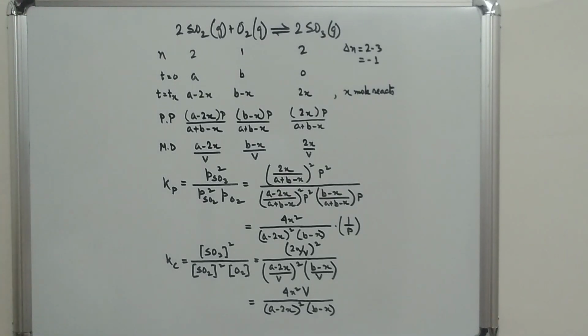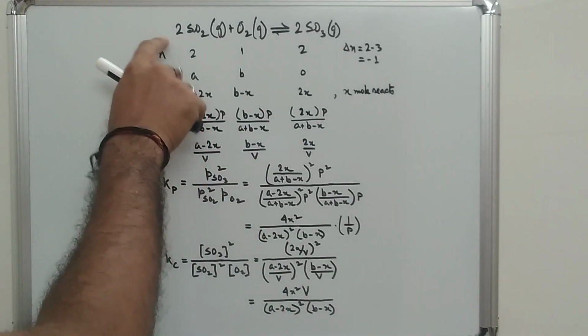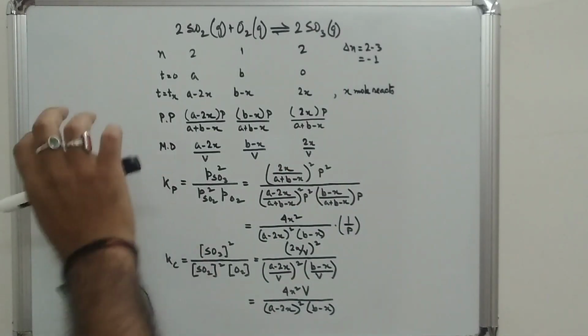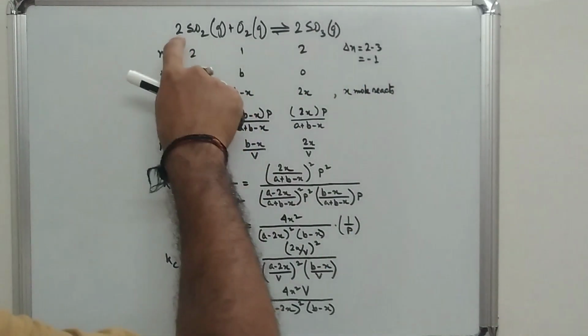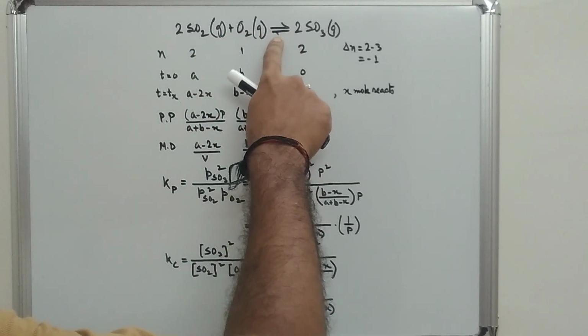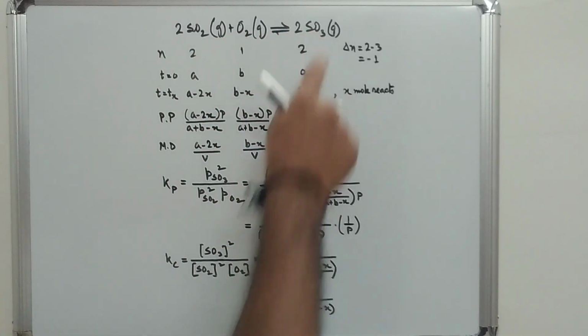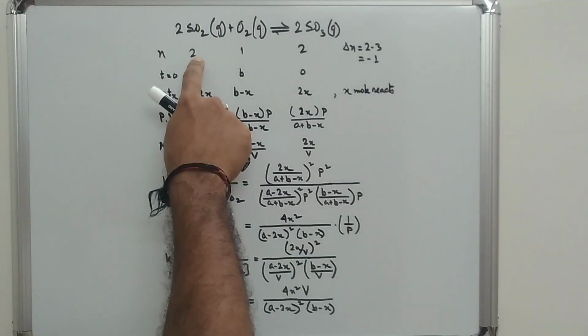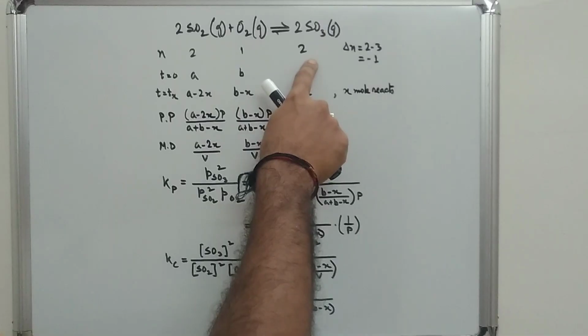How to find out Kp and Kc and their relation from a chemical reaction. Suppose this is the chemical reaction when all the compounds are in gaseous phase. Here I have written 2SO2 plus O2 in equilibrium with 2SO3. The individual number of moles n is equal to 2, 1 and 2.